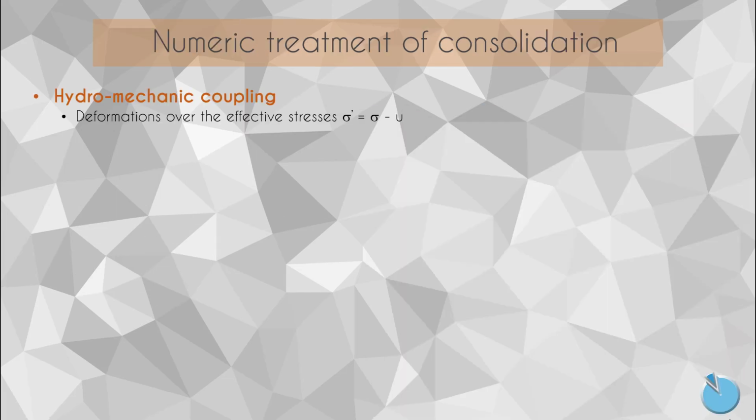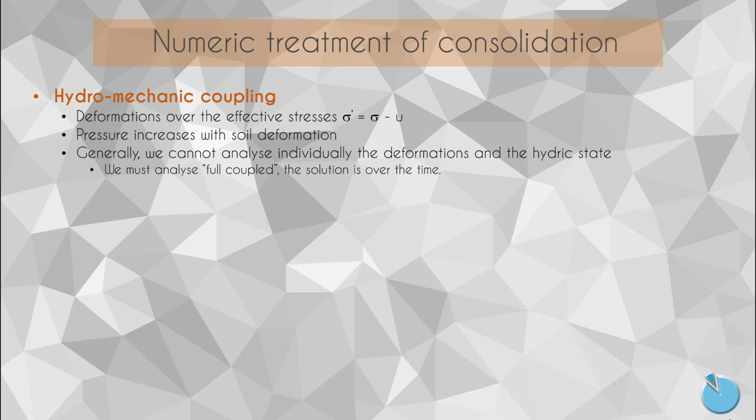The hydro-mechanical coupling is the soil deformation due to the effective stresses, where we subtract the pore pressures due to the total stresses. The pore pressure depends on the soil deformation, meaning that if the soil is compressed, then the pore pressure increases. Generally, we cannot analyze separately the deformation and the pore pressure. That's why a coupled analysis is required. This means that this solution is a function of time.